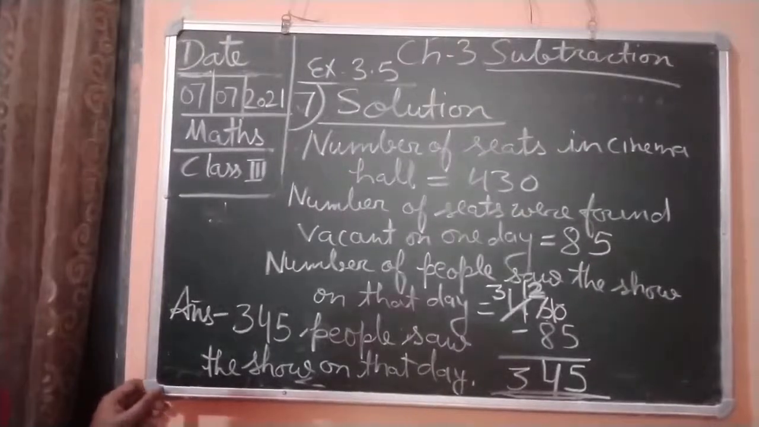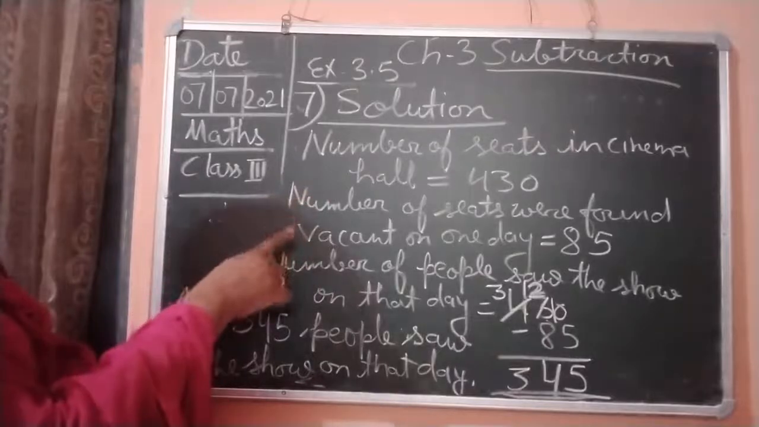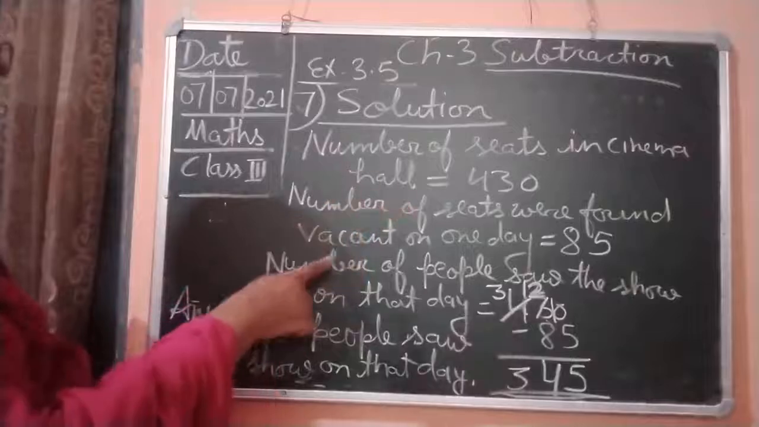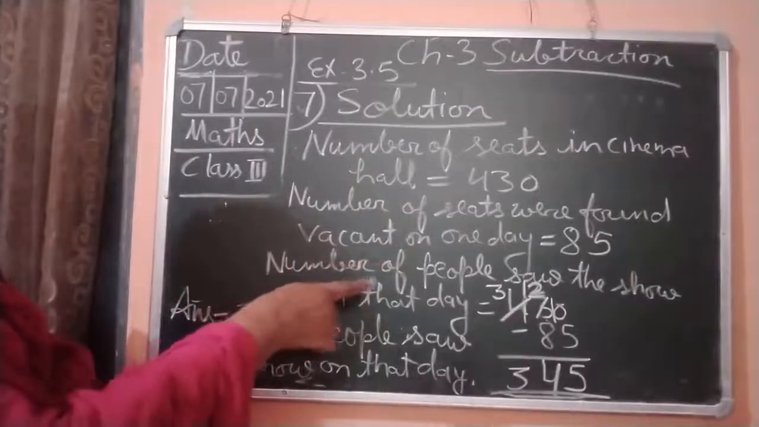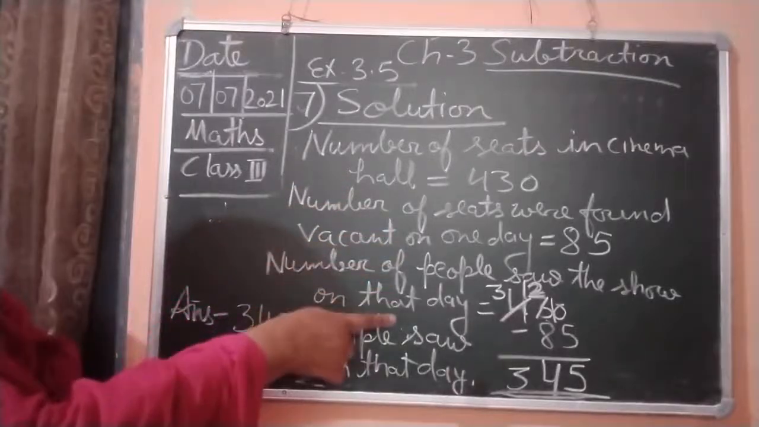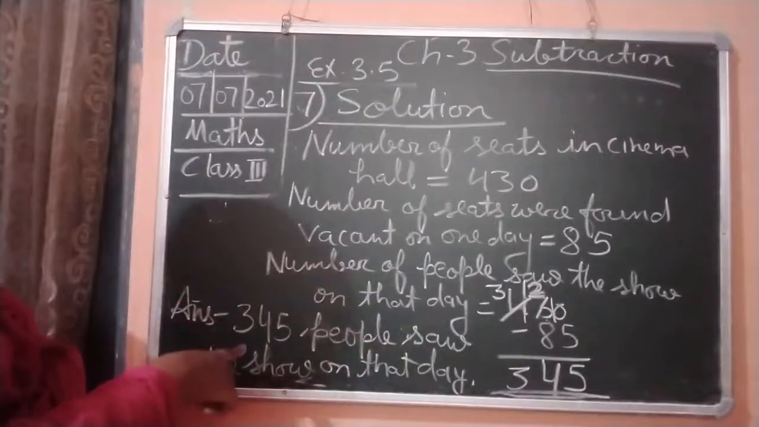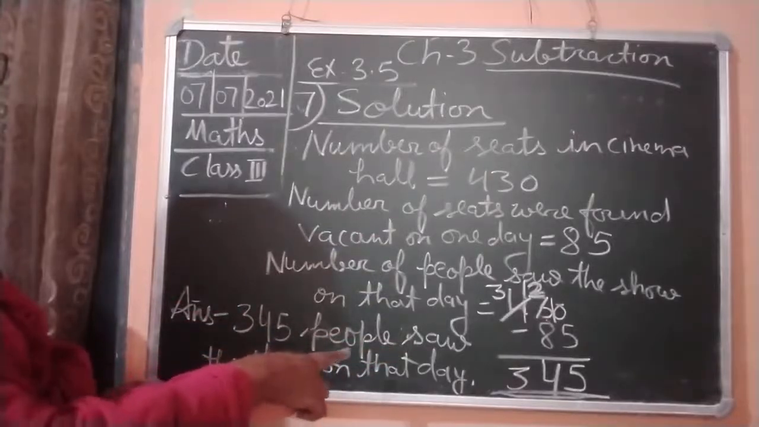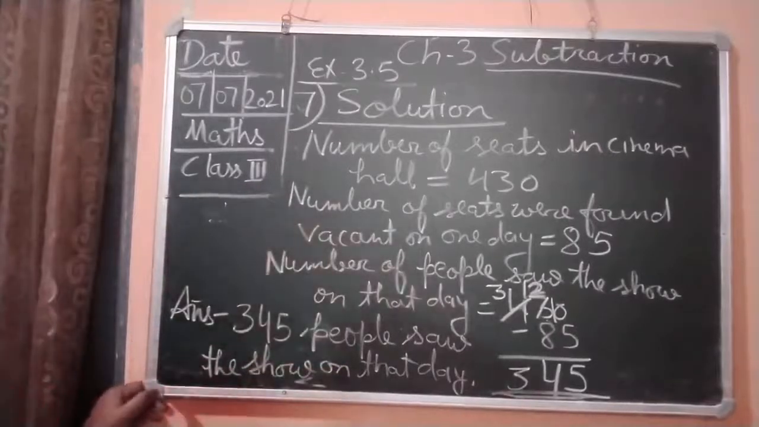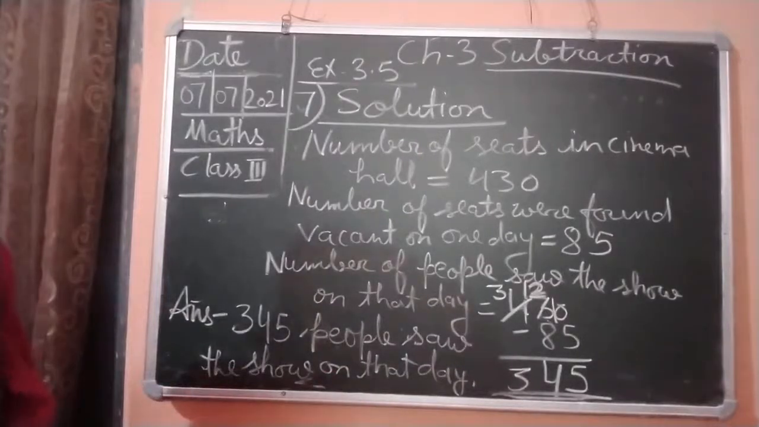So complete it, children. First, we have written number of seats in cinema hall 430. Number of seats found vacant on one day 85. Number of people who saw the show on that day. So we subtract 430 minus 85 and get 345, the difference. So the answer we write: 345 people saw the show on that particular day. So children, write it down or take a screenshot.